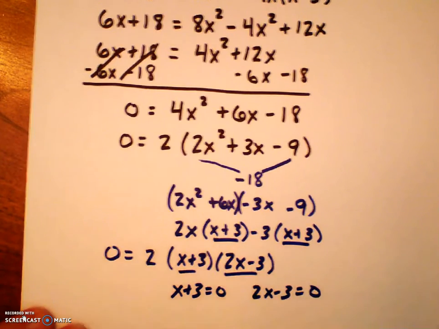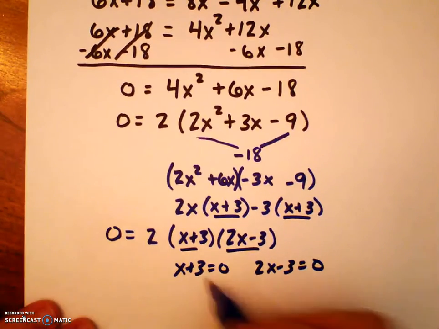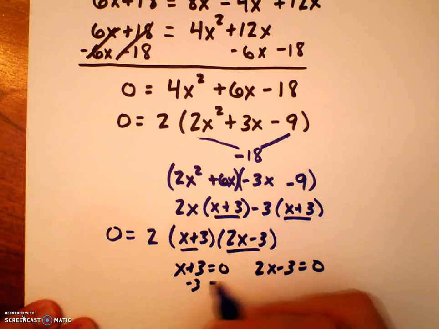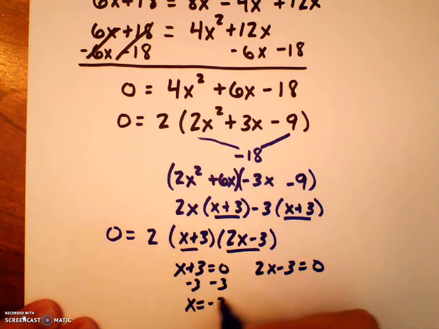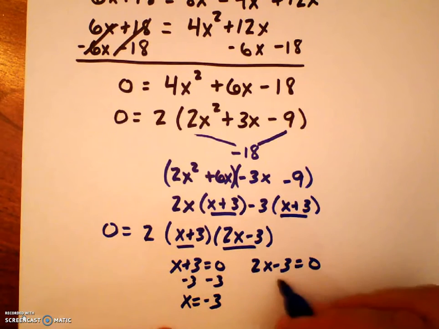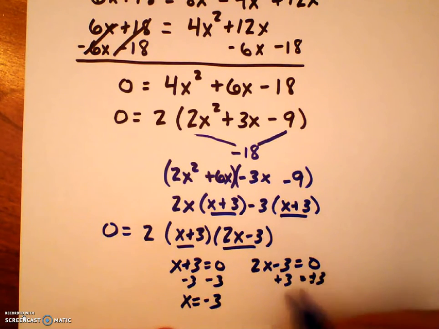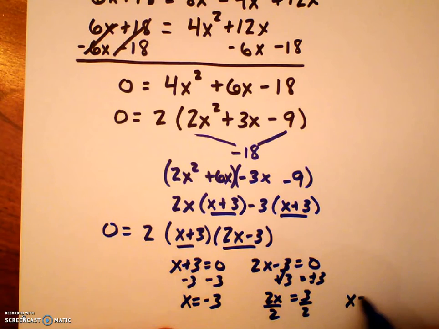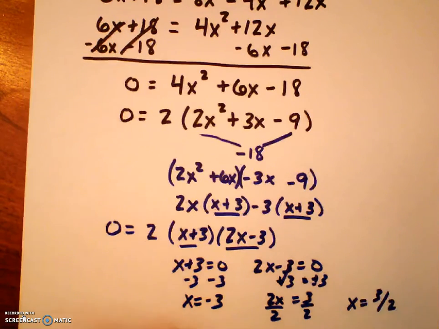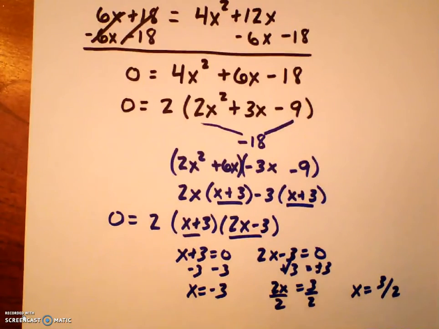And we will solve. So if I set that equal to 0 and subtract the 3, you get x equals negative 3, so that's one of your potential answers. Over here, if I add the 3, you get 2x equals 3. Divide by 2, and you get 3 halves. So those are my two possible answers. So what we're going to do is test those because these could be extraneous.